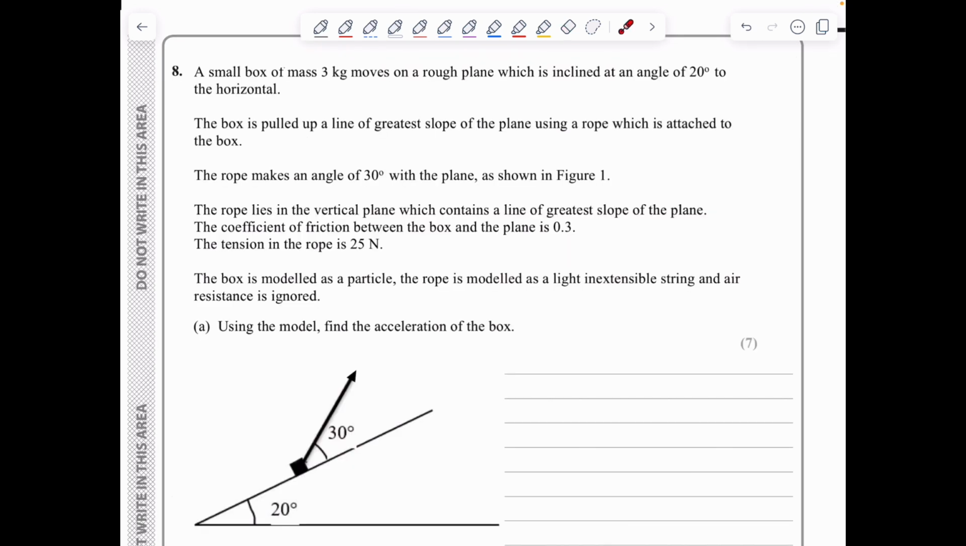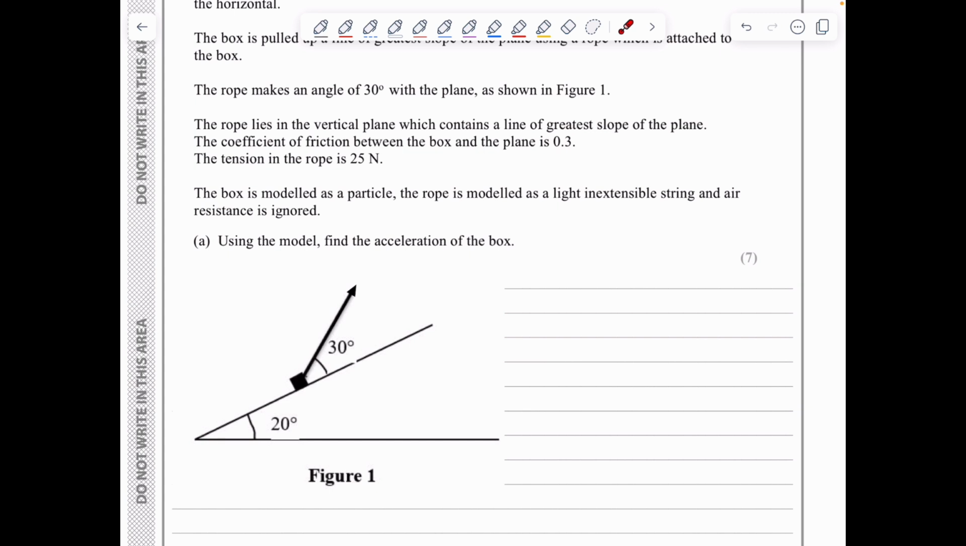In question 8, a small box of mass 3 kilograms is moving on a rough plane inclined at an angle of 20 degrees to the horizontal. The rope makes an angle of 30 degrees with the plane as shown in the figure here, and we know that the tension in the rope is 25 newtons. The coefficient of friction between the box and the plane is 0.3, and we need to find the acceleration of the box.